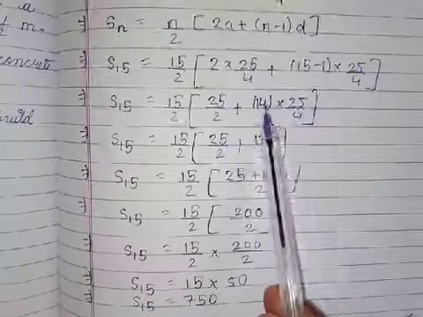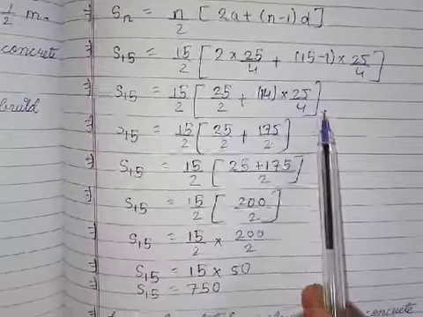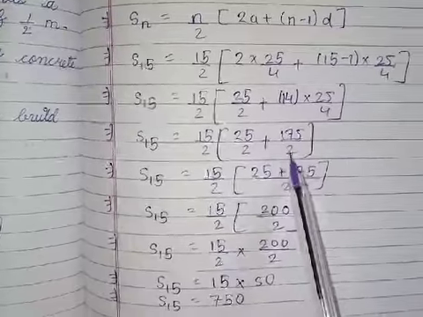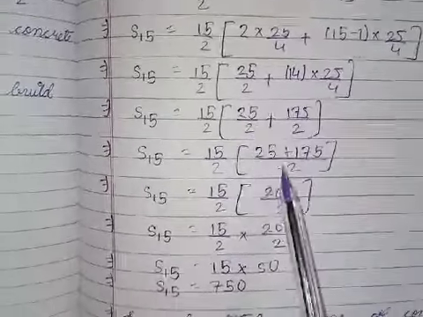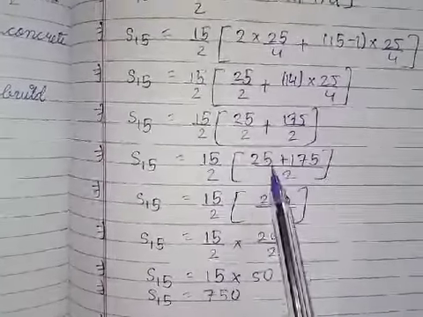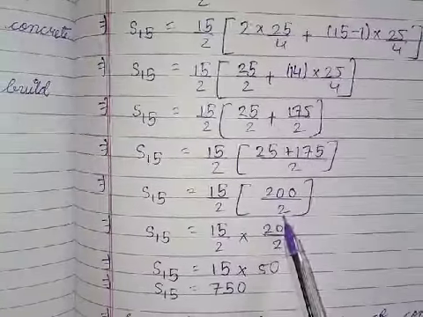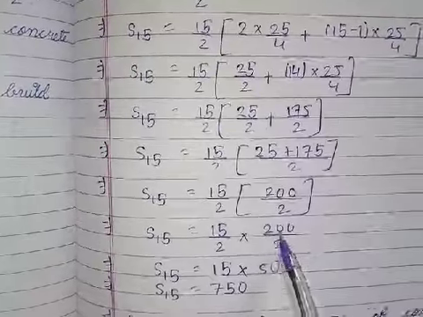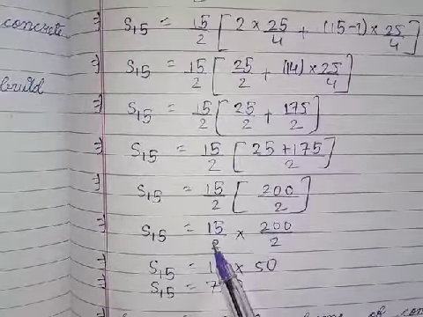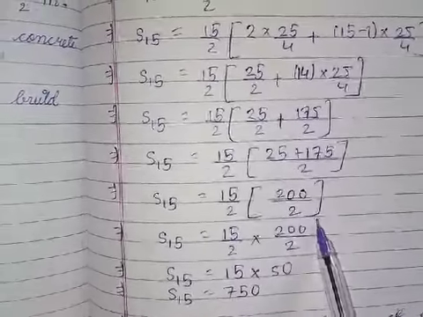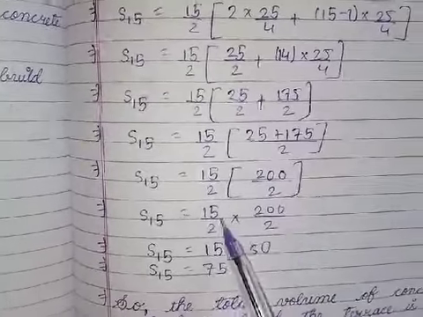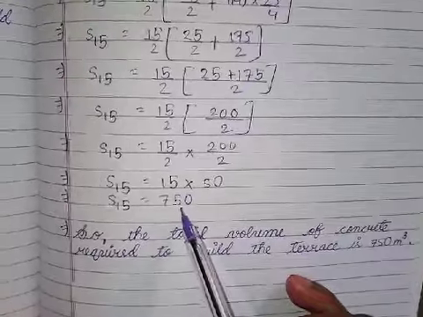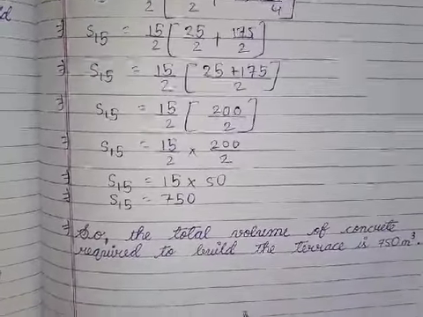If you simplify this, you get 15 by 2 times 25 by 2 times 2 plus 7 times 25, which is 175 by 2. The LCM is 2, so 25 plus 175 is 200. 200 divided by 2 is 100, and simplifying again, 100 becomes 50. So it is 15 into 50, that is, S15 is equal to 750. Okay. Thank you.